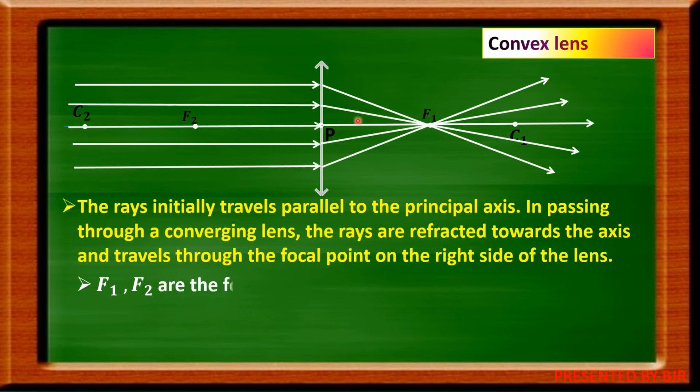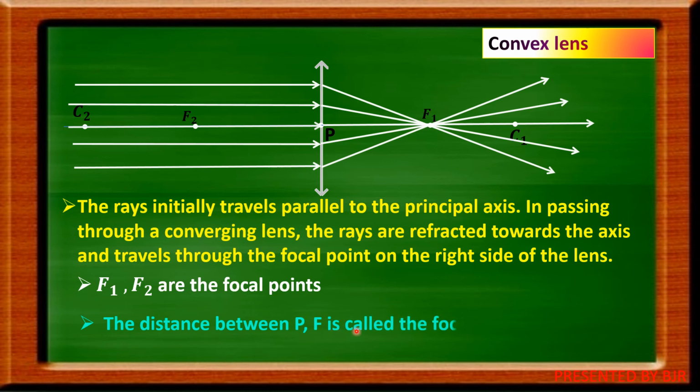So what are F1 and F2 here? F1 and F2 are focal points. Similarly, the distance between P and F, that is P is the optic center and F is the focal point, is called focal length. See here, F1 and F2 are the focal lengths.